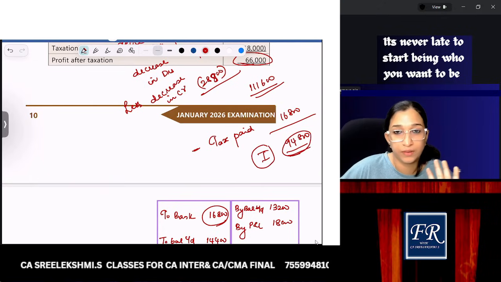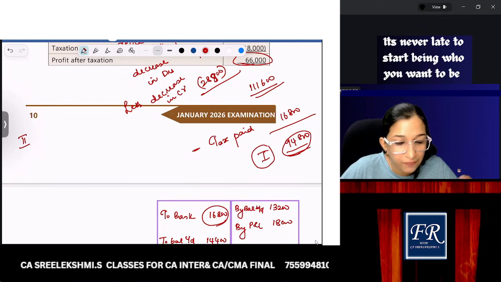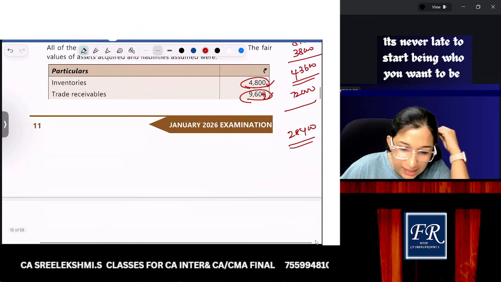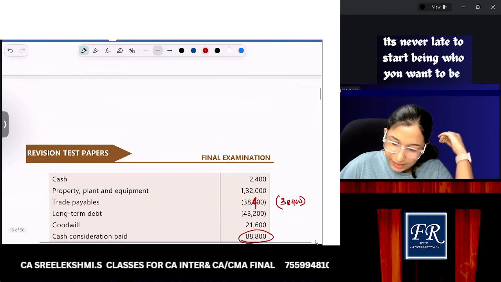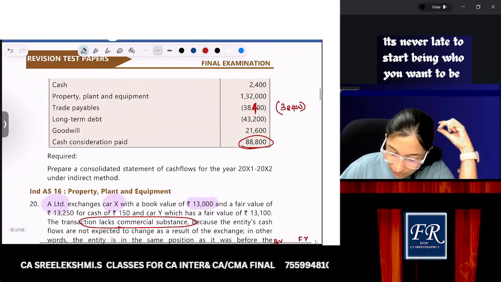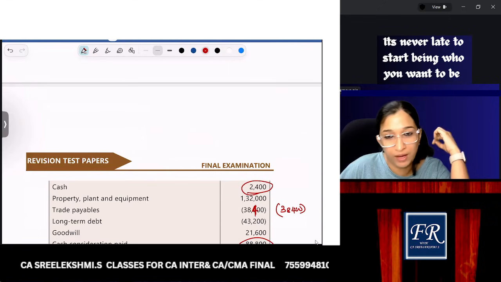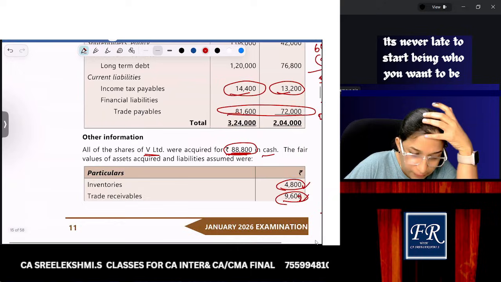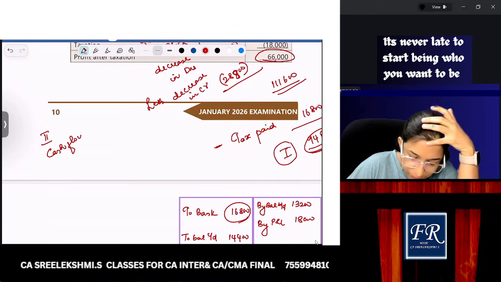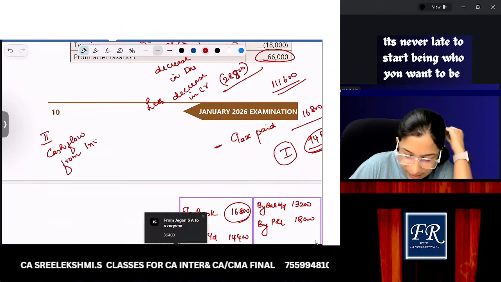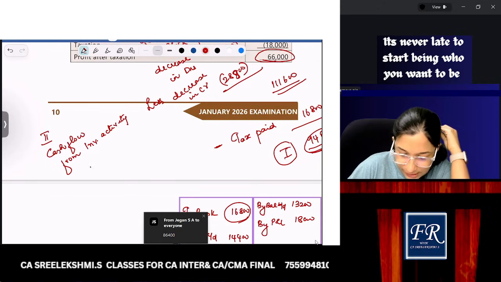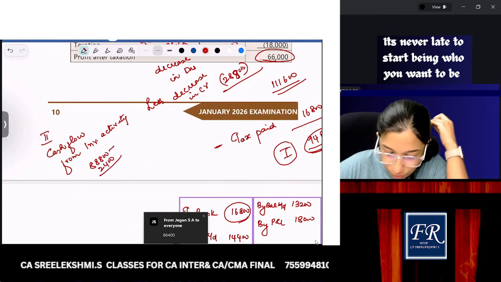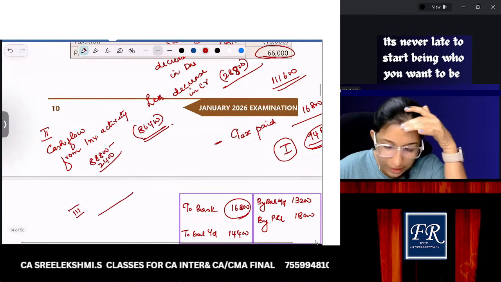My first part is done. Now cash flow from investing activities. How much is cash flow from investing activities? Investment 88,800. 88,800 we paid, but we acquired cash of 2,400. When we paid 88,800, we acquired 2,400. So net cash flow from investing activity: I paid 88,800, but in that I acquired 2,400. So 86,400 outflow.